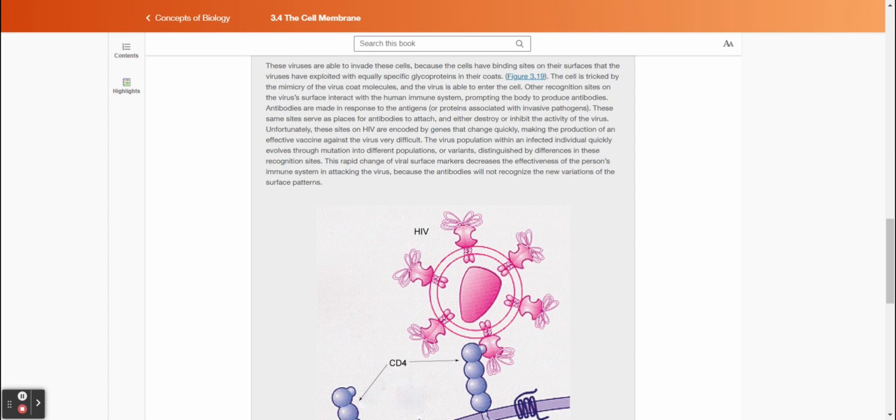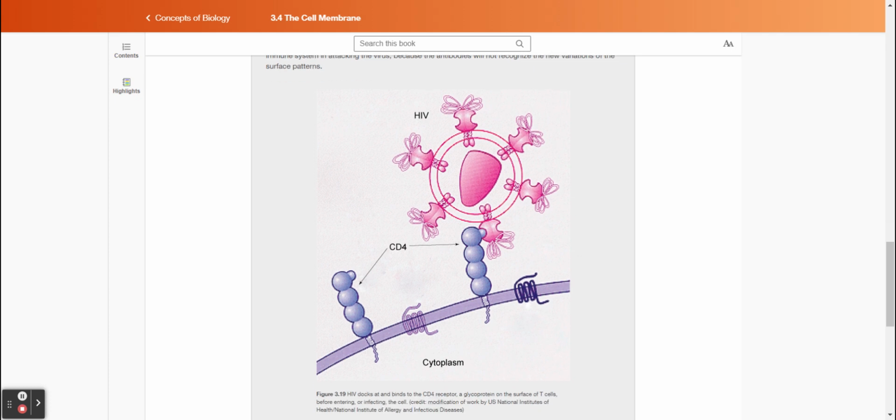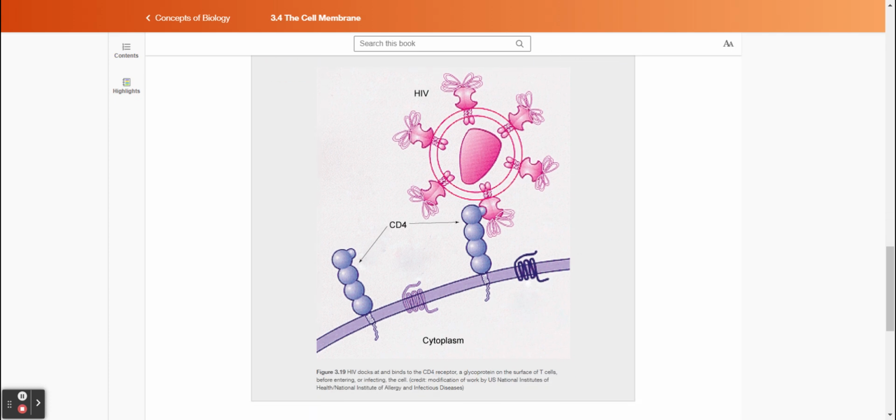Unfortunately, these sites on HIV are encoded by genes that change quickly, making the production of an effective vaccine against the virus very difficult. The virus population within an infected individual quickly evolves through mutation into different populations or variants, distinguished by differences in these recognition sites. This rapid change of viral surface markers decreases the effectiveness of the person's immune system in attacking the viruses because the antibodies will not recognize the new variations of the surface patterns. Figure 3.19. HIV docks at and binds to the CD4 receptor, a glycoprotein on the surface of T cells, before entering or infecting the cell.